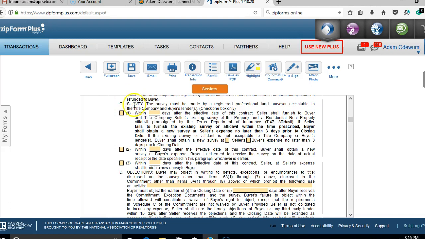Okay, next part is the survey right here. So for the survey, if it's a regular deal, when I say regular deal, I just mean a regular individual, a regular family that is selling the home, not a bank, not a foreclosure, things like that, not a HUD home.